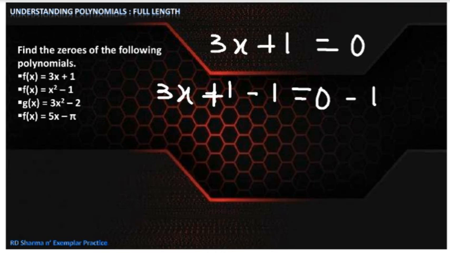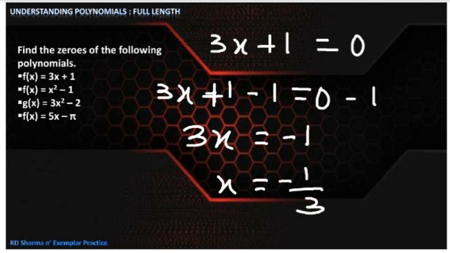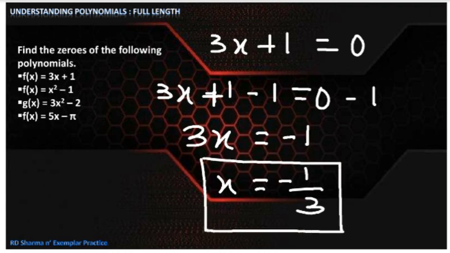So when we subtract 1 from both sides, here we target that the 1 from the left hand side is eliminated. So plus 1 and minus 1 eliminate each other, and eventually we have got 3x equals minus 1, or x equals minus 1 by 3. So this is the zero of the polynomial 3x plus 1. Now there are also other expressions mentioned here, like other polynomials. Let us try to see if their zeros are found in a similar manner.